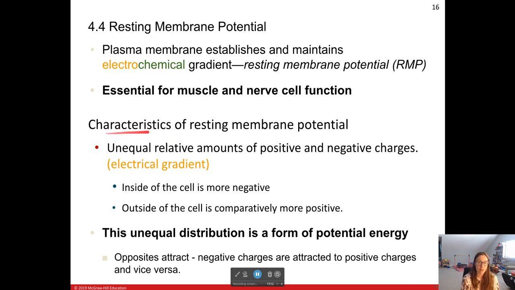So some characteristics of the resting membrane potential. One is that there is an unequal relative amount of positive and negative charges across the cell, and that's the electrical gradient we talked about. The inside of the cell is more negative compared to the outside, and the outside of the cell is comparatively more positive. You can measure this if you put little electrodes inside and outside of the cell. This unequal distribution is a type of potential energy, right? Remember, opposites attract. Negative charges are attracted to positive charges and vice versa. So we have a lot of negative on one side and positive on the other, but there's a barrier in between and they can't move, and that's a type of potential energy.